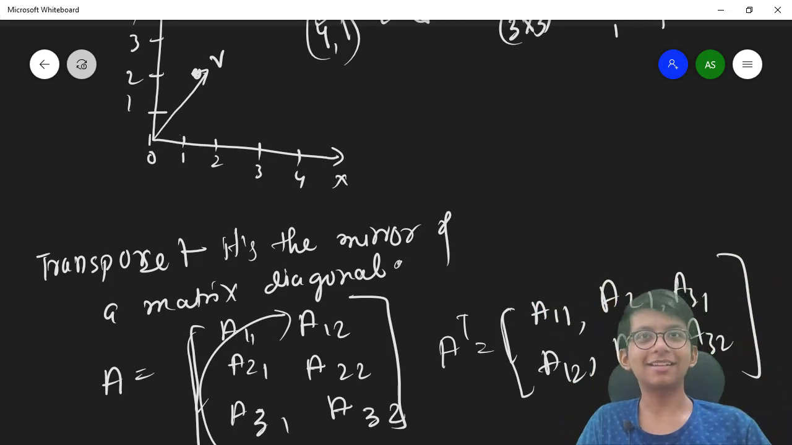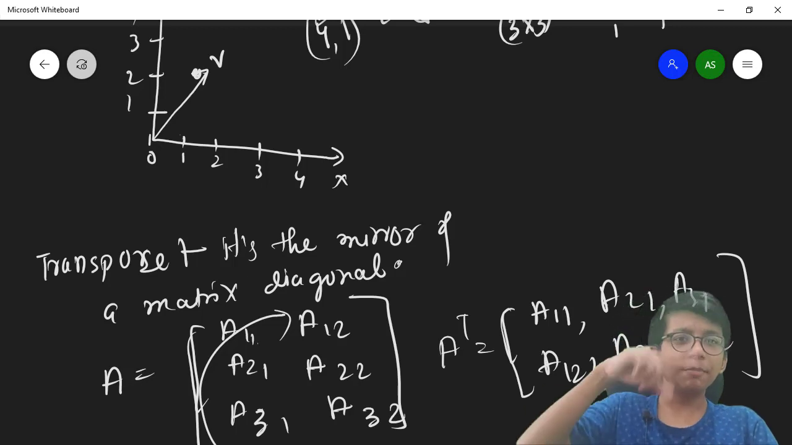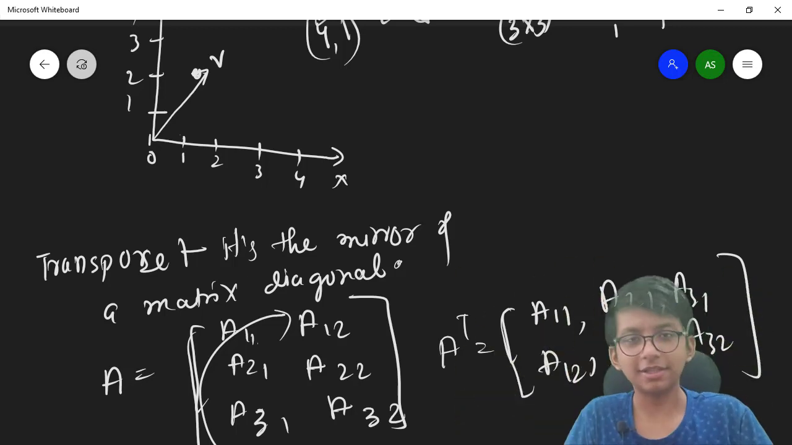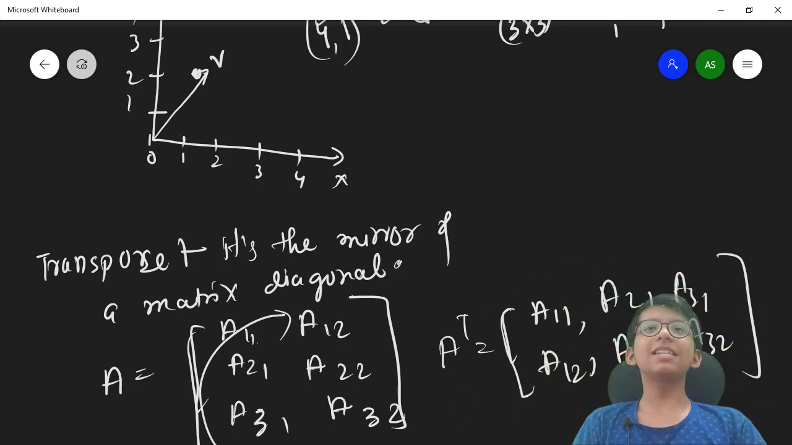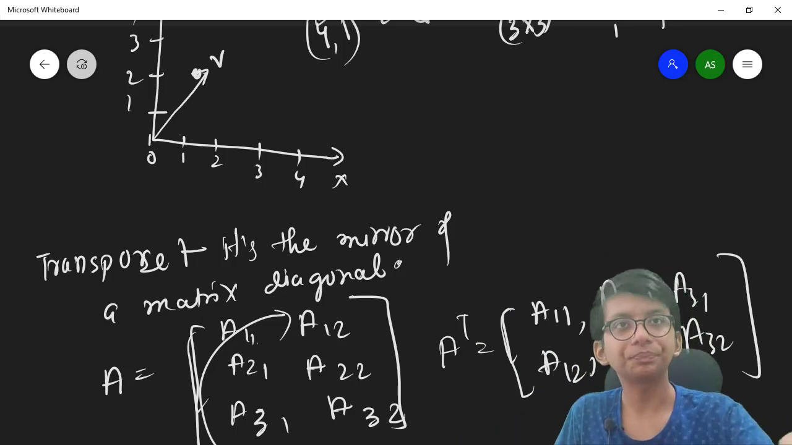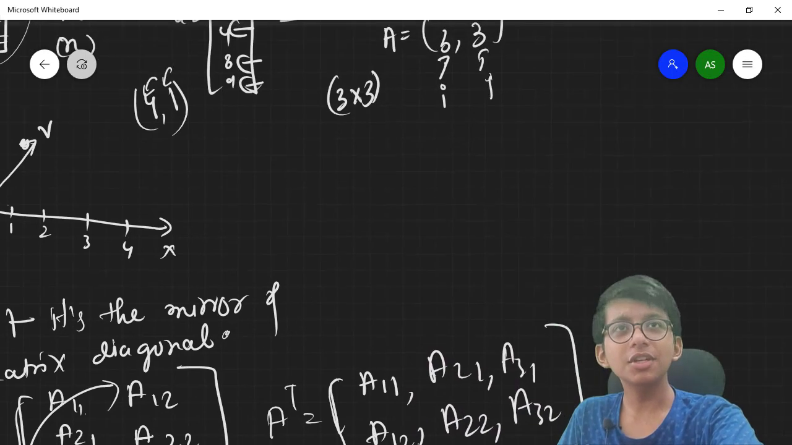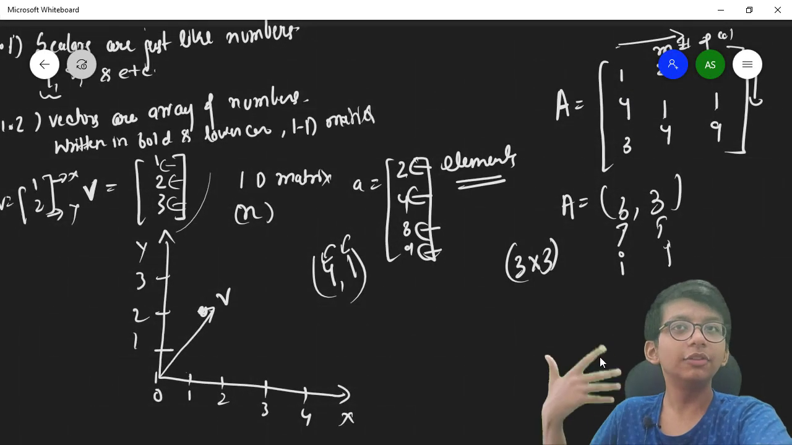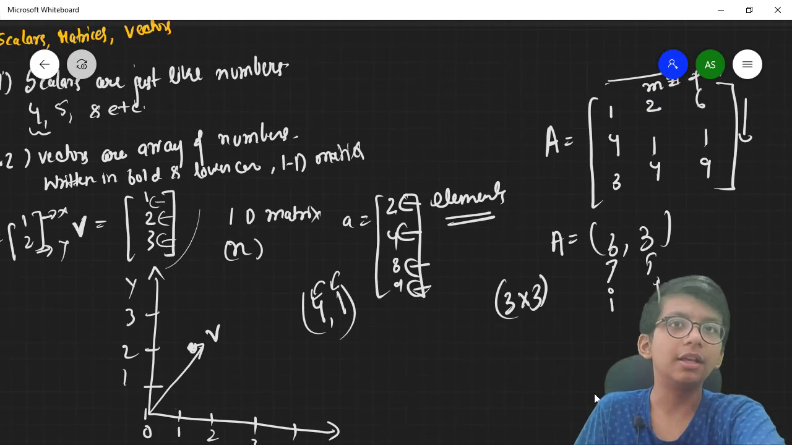That's the basic thing. Or in simple terms, it is the mirror image of the main diagonal, which is here. You do it like this. So that's the basic transpose, and it's used everywhere. Great. So first of all, how do we assess the elements of a matrix or a vector?